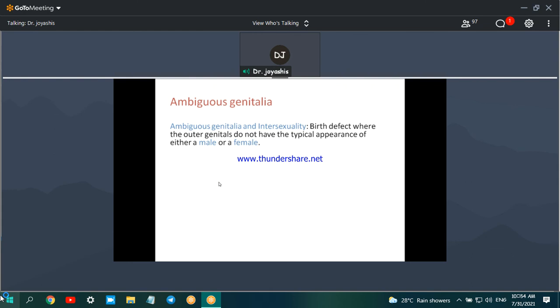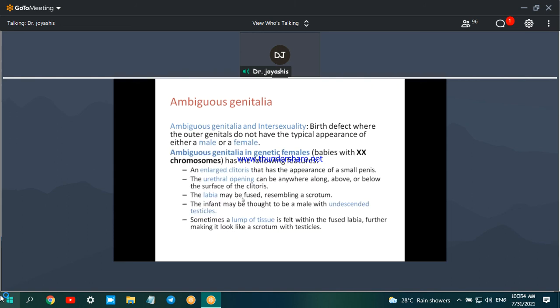Now, ambiguous genitalia and intersexuality. These are some types of birth defects where the outer genitals do not have the typical appearance of either a male or a female. Ambiguous genitalia in a genetic female: babies with double X chromosomes have the following features. An enlarged clitoris that has the appearance of a small penis. The urethral opening can be anywhere along, above, or below the surface of the clitoris. The labia may be fused like a scrotum.